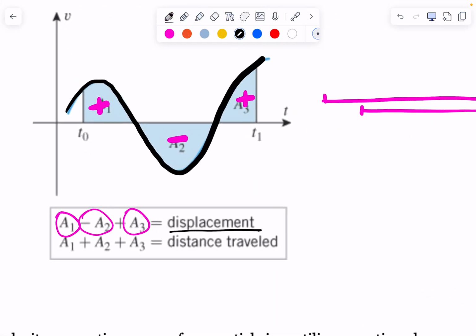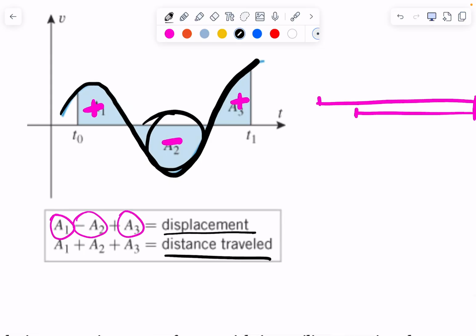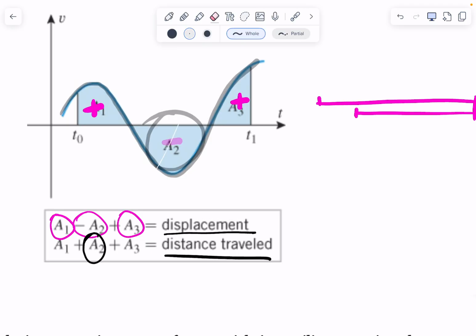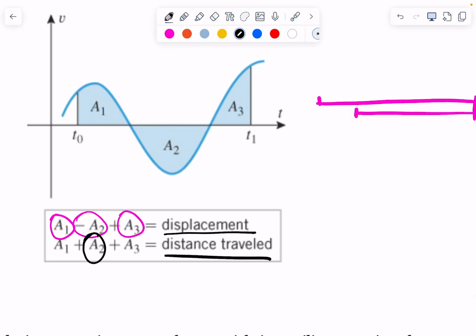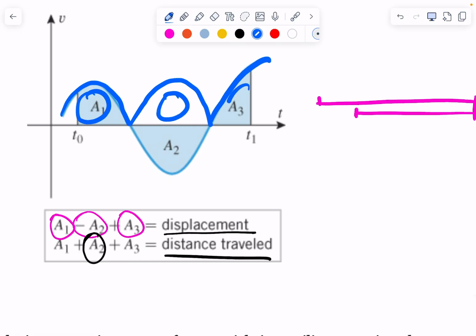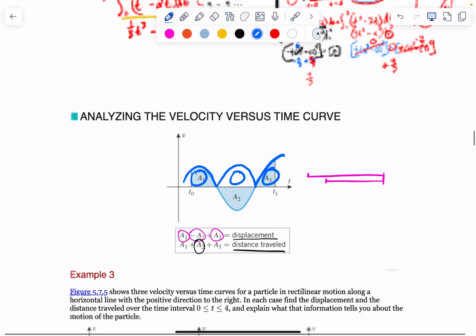Versus the distance traveled, I've got to take this guy and turn around and make him positive, right? So we would add the A2 instead, okay? By doing this, this guy gets flipped when we do the absolute value. So it's adding these three areas together rather than taking into consideration the negative. Weird. This is really advanced stuff, folks.